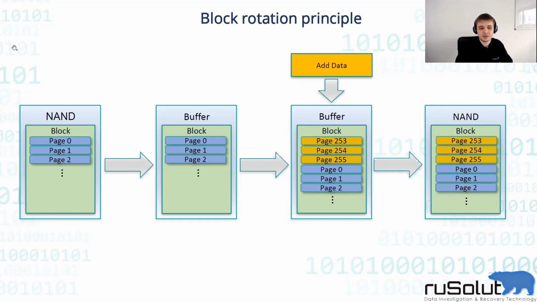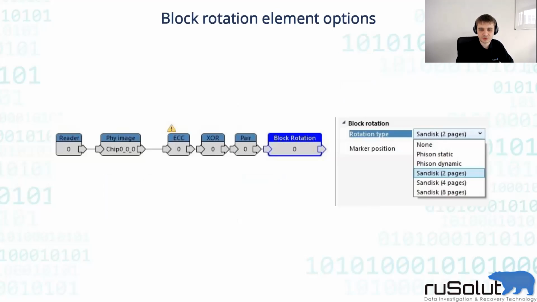You can see here that the original NAND block contains some data in the page. When the controller wants to add some new data inside this block, it copies the data from the original block to a buffer, and then adds the new data into the buffer on top of the currently existing data. This makes some data shifting inside the buffer, and this shifted data is put back into the NAND. So in the NAND, we have mixed page order and mixed data order. To revert these things, the new block rotation element was invented.